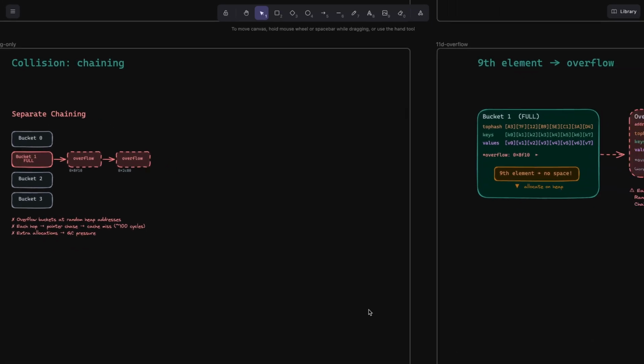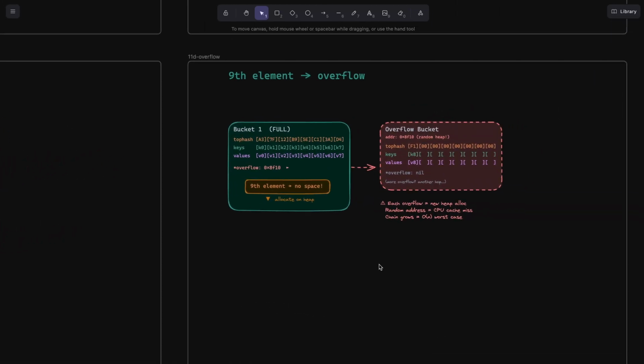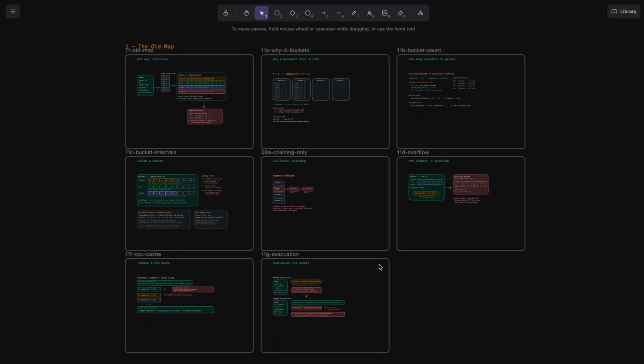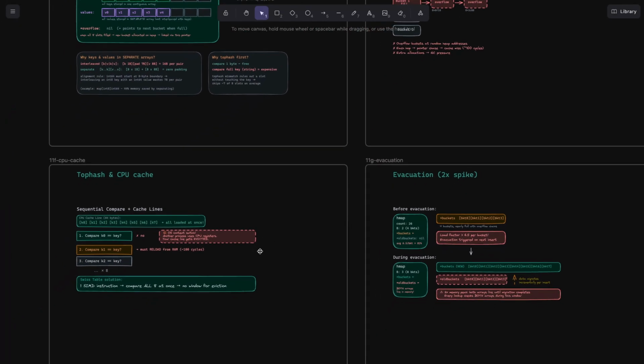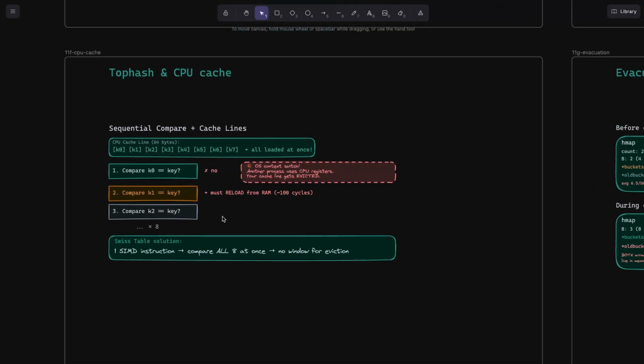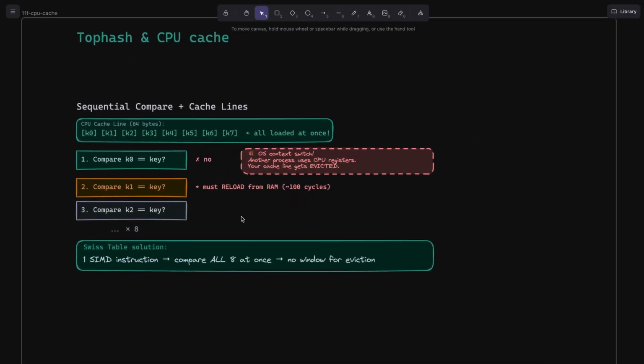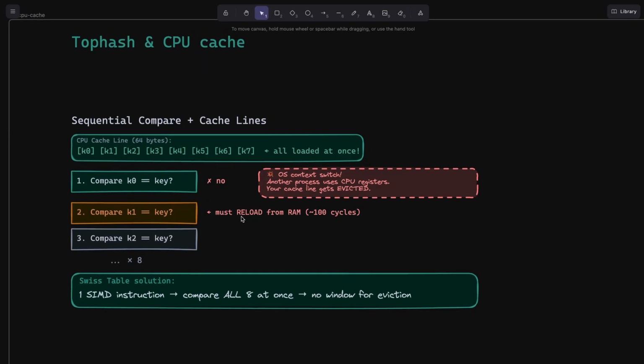Now inside one bucket, how does the lookup actually find your key? This is where top hash earns its keep. Top hash stores the top 8 bits of each key's hash, basically a tiny 1 byte fingerprint. When you search, you don't immediately compare full keys, because a key might be a long string and string comparison is expensive. Instead, you first compare that single byte. If the top hash doesn't match, this slot is definitely not yours. You skip it, you never touch the key. If the top hash does match, then it's a maybe, so now you compare the full key to be sure. That cheap 1 byte check rules out about 7 of the 8 slots on average, so you almost never pay for an expensive comparison.